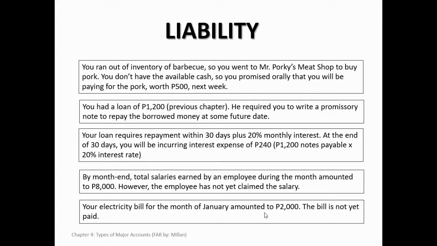Your electricity bill for the month of January amounted to 2,000. The bill is not yet paid. So the unpaid utility already used but not yet paid is recorded as utilities payable.